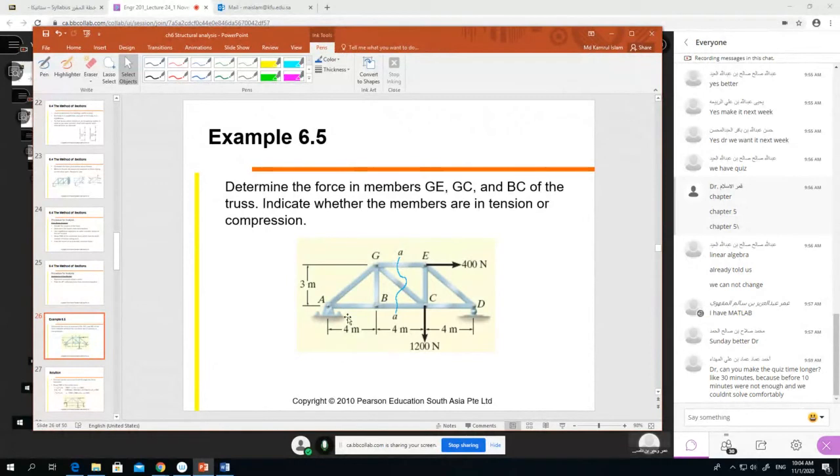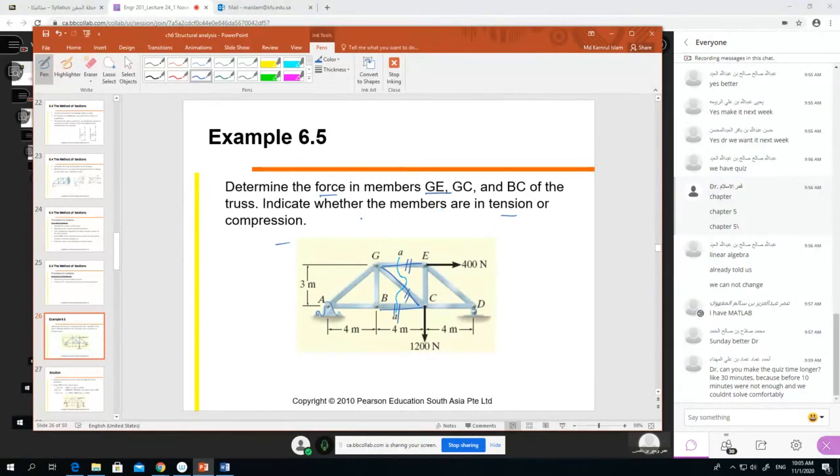Determine the force in member GE. This is the truss, this is the pin or hinge joint, and this is the roller joint. So they are asking what is GE? This member is GE, this member GC, and this member BC. They are asking to find the forces and whether each is tension or compression. We need to determine it.